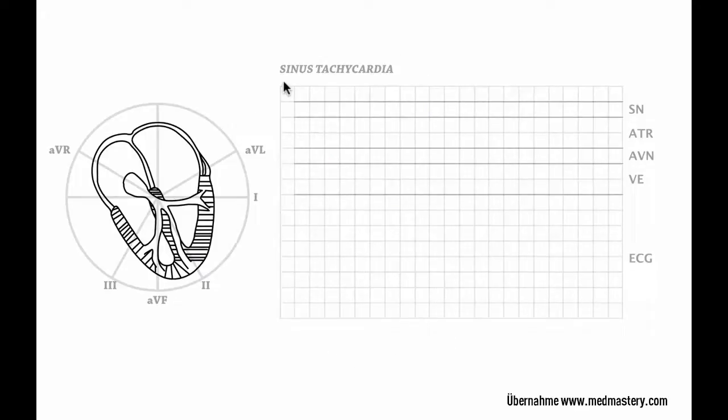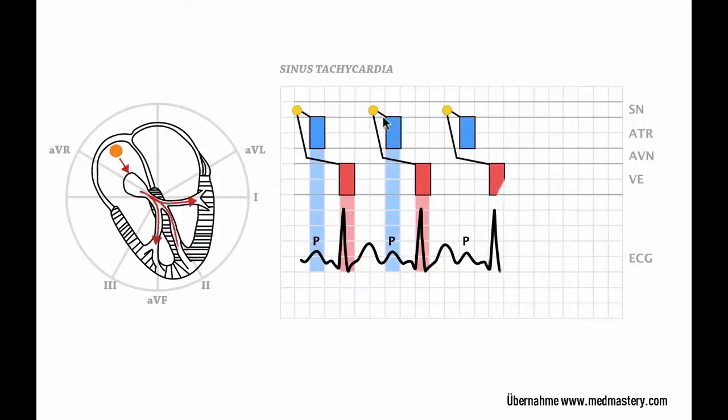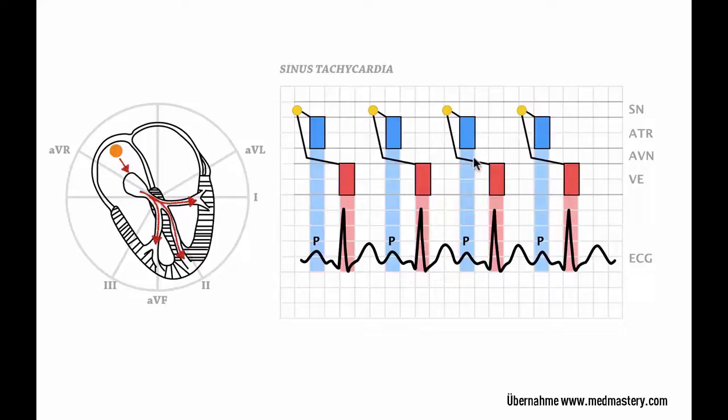Let me explain what happens in sinus tachycardia using this already familiar ladder diagram. In sinus tachycardia, the sinus node discharges at a rate of 100 beats or above per minute. The sinus node is located here, so it discharges, then the impulse travels down through the atria, causing a P wave, through the AV node, causing ventricular depolarization. Then the next impulse starts, travels through the atria, causes a P wave, this blue box, travels down to the ventricles through the AV node, causes a QRS complex, ventricular depolarization, and so forth.